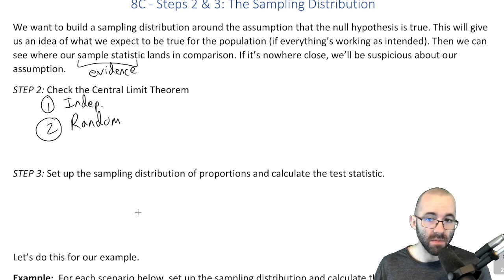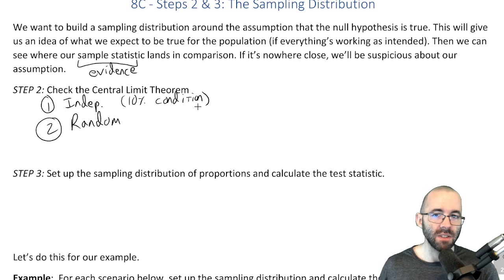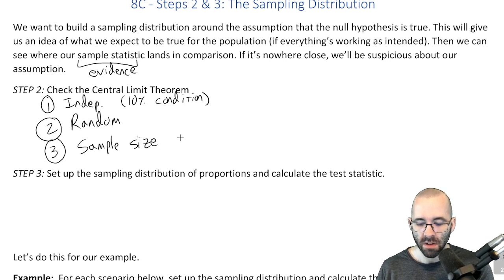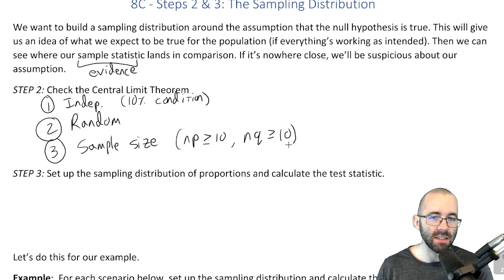randomly selected. Oh, I do remember. In the notes, we had these in the other order. And sometimes we can use the 10% condition to check independence. If you check back in your Unit 6 notes, you can see that. And then also we had a sample size condition. The sample had to be big enough. And specifically, we need at least 10 failures and at least 10 expected successes.